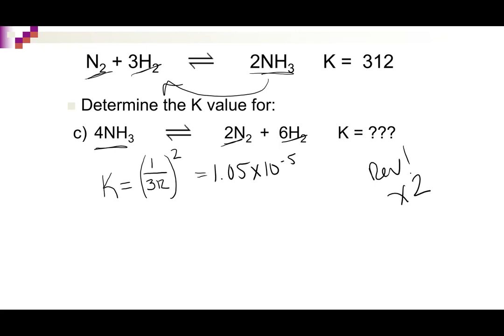So 2 manipulations that we can do to K. We can take the reverse. We can multiply through. And if we know the value for K, then we can just simply take the reciprocal, or raise that K value to whatever we did, whatever we multiplied through by.